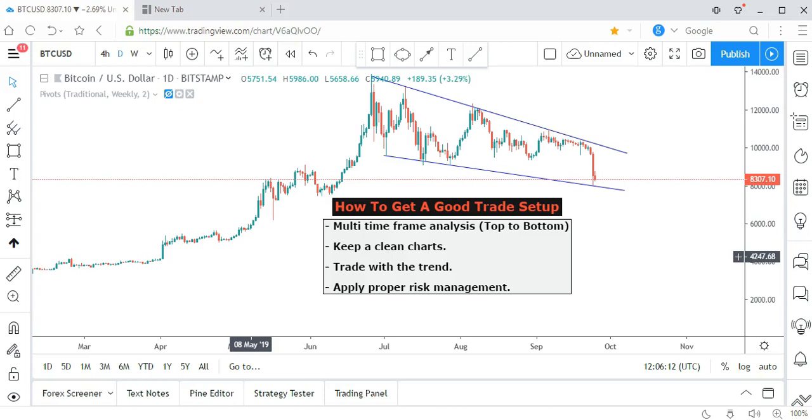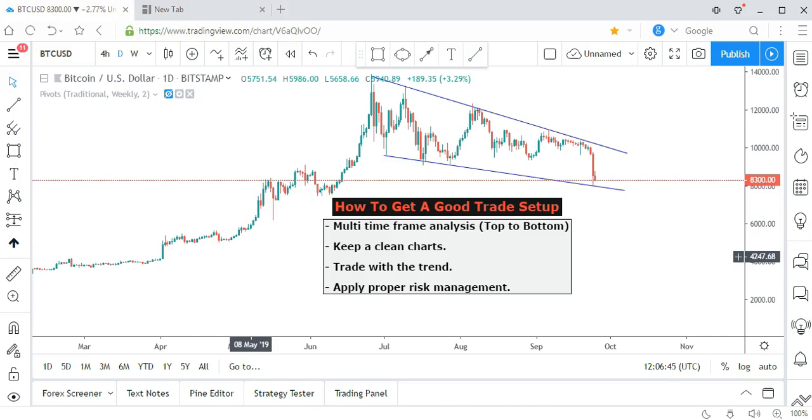One, you need to do a multi-time frame analysis, like a top to bottom analysis. You start your analysis from the higher time frame and you get down. Then two, you need to keep a clean chart. Don't cloud your chart with so many indicators. In this tutorial, I will be using only the pivot indicator. I can use other indicators, but I just want to keep it simple, and you see how I make my analysis using only the pivot indicator.